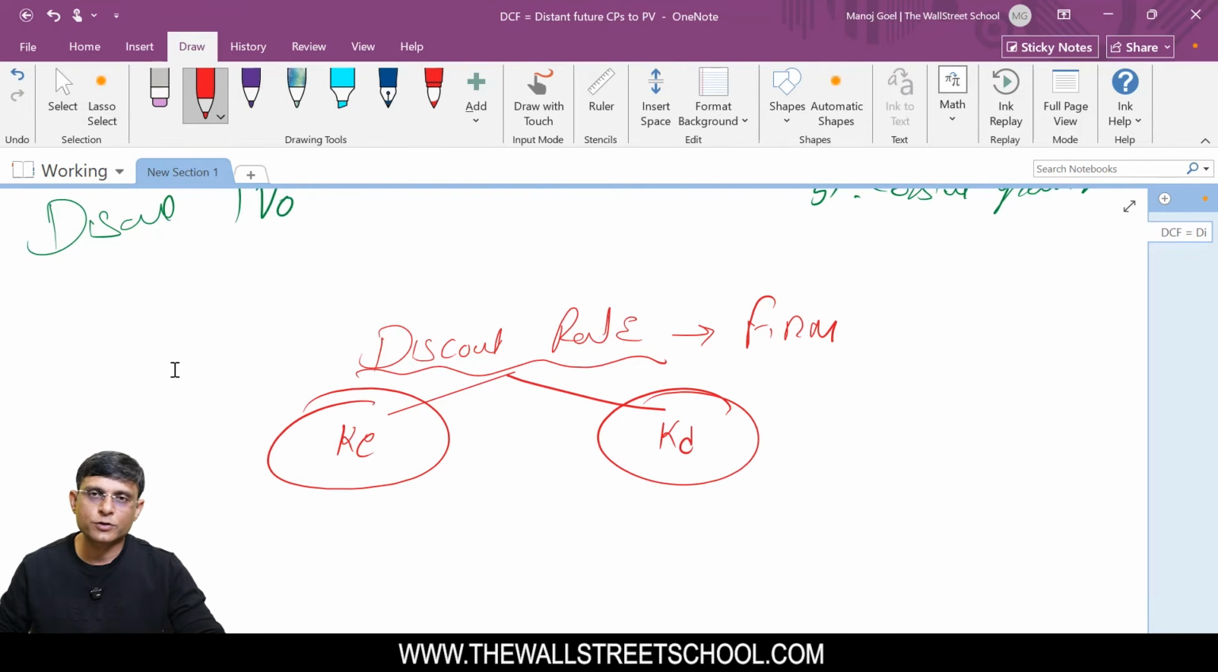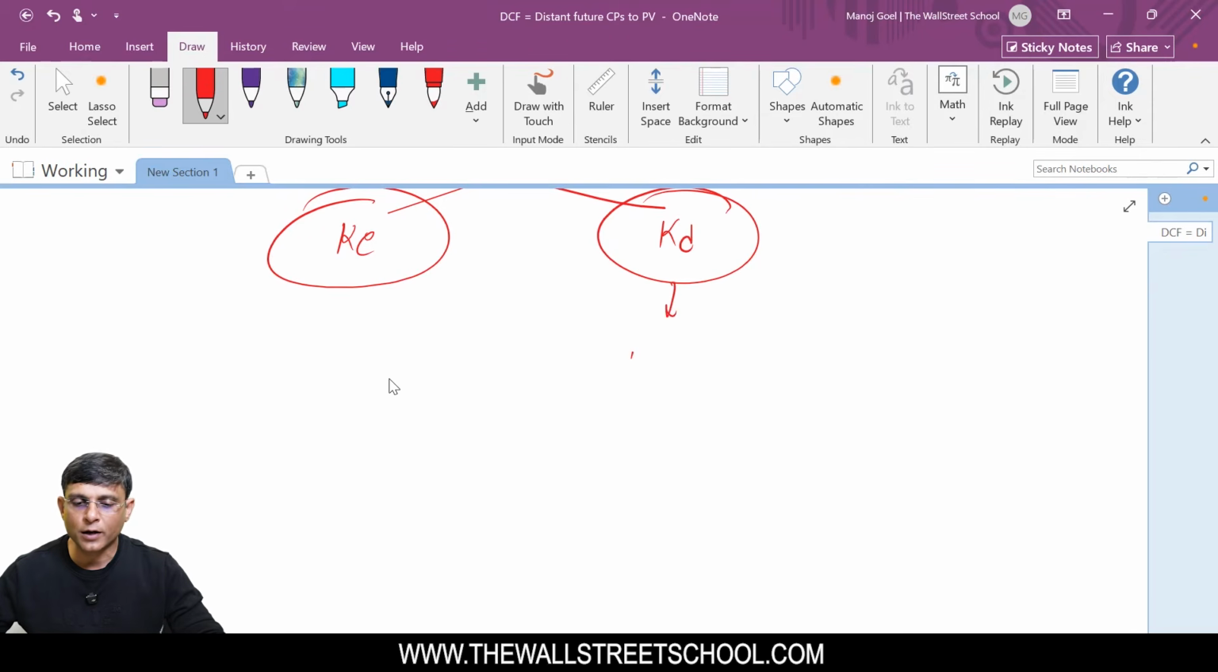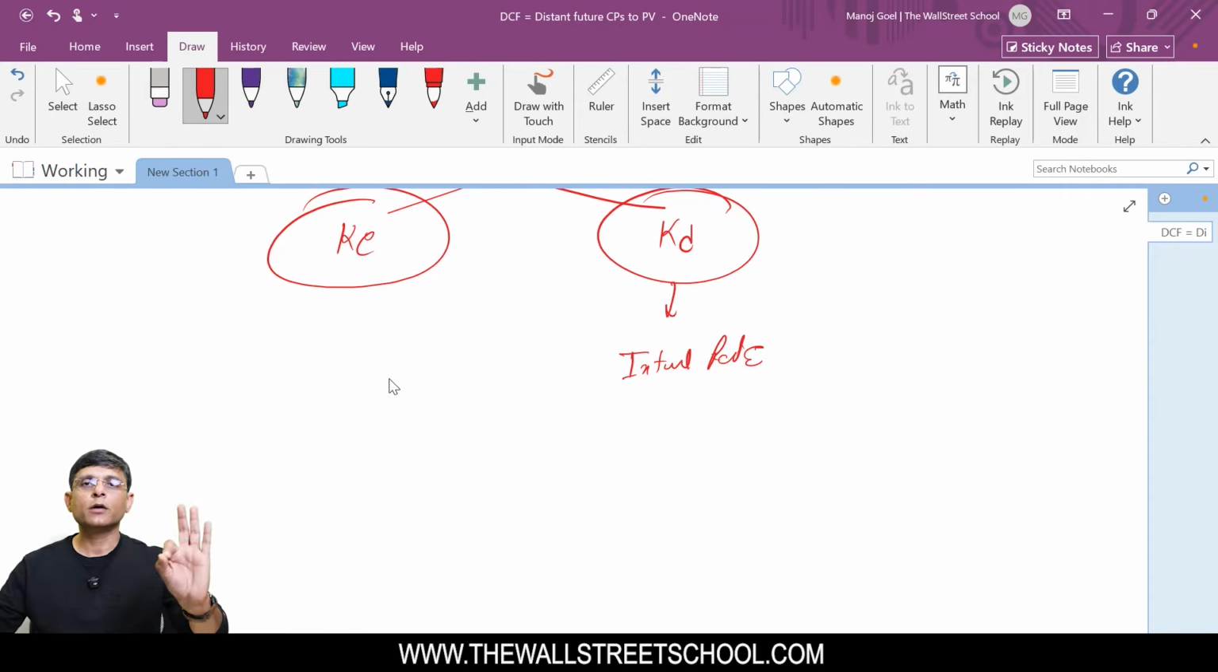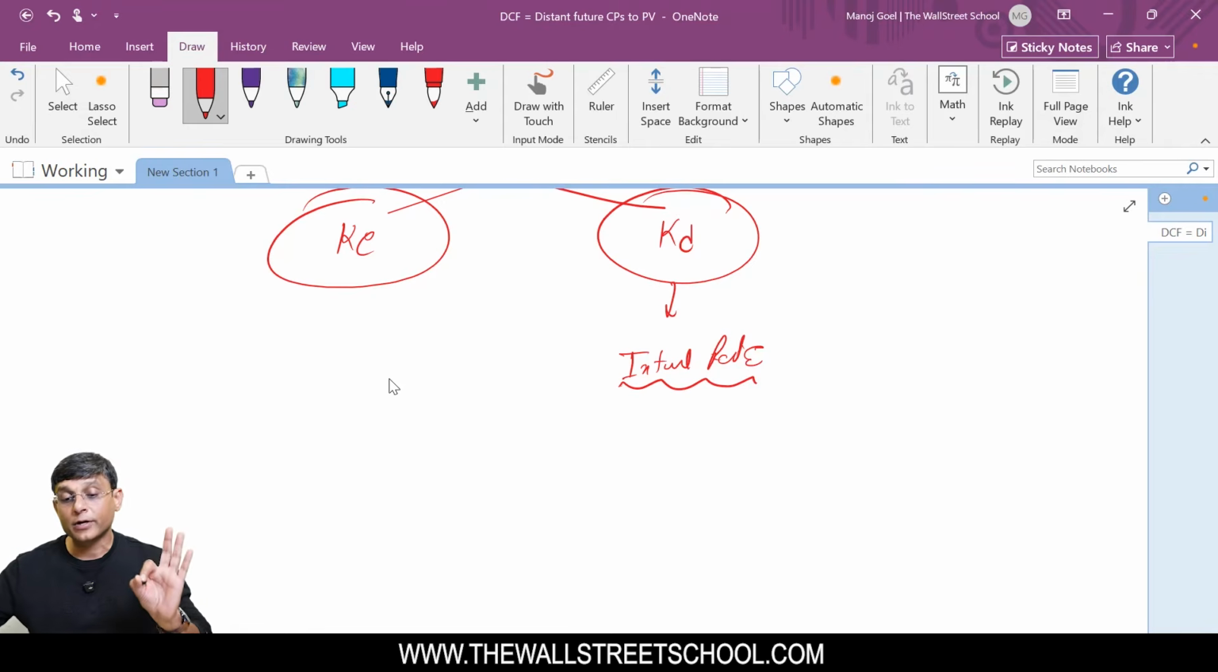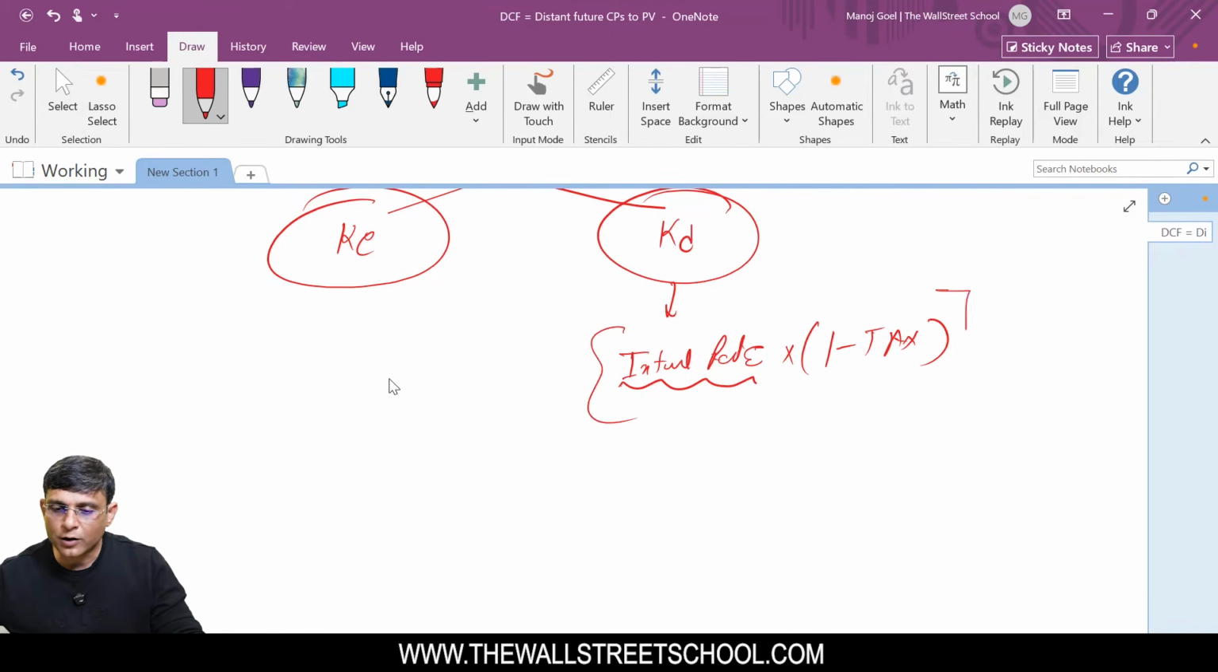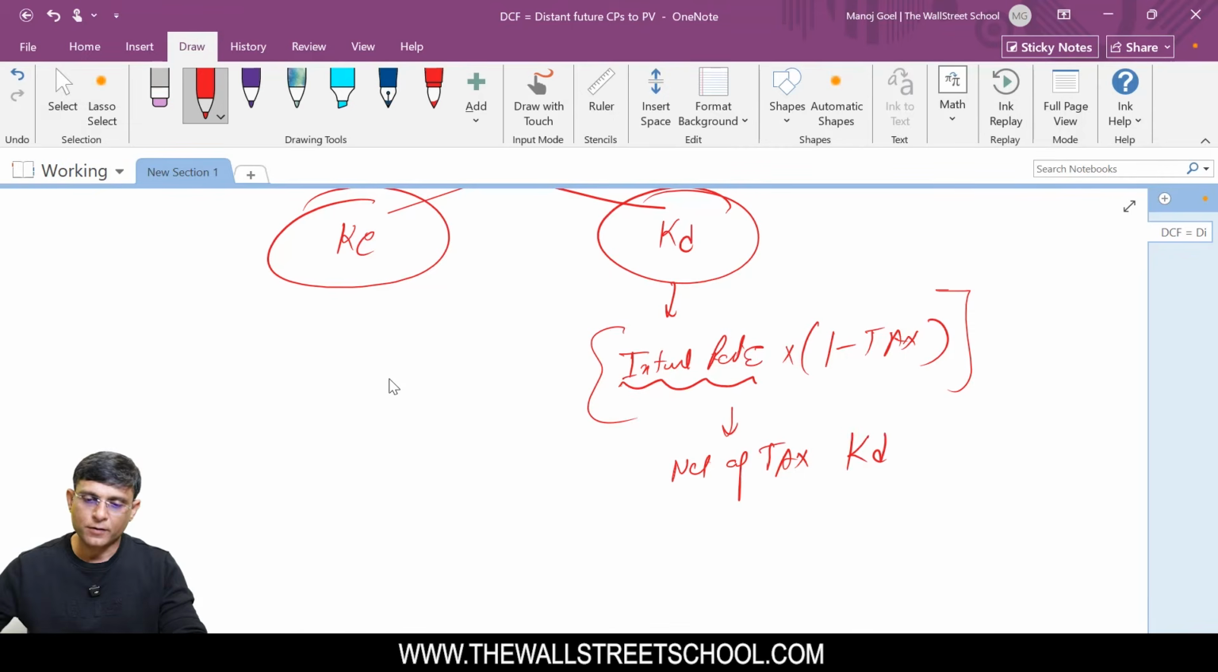So cost of debt, which is the simplest one, is nothing but your interest rate, the interest rate that you are paying on the debt. That's your cost of debt. And because this interest is a tax deductible expense, when you pay interest, the government gives you a tax deduction, so you will save some tax. So I'll deduct this tax shield from this interest rate: 1 minus tax. Now this is called net of tax cost of debt, KD.